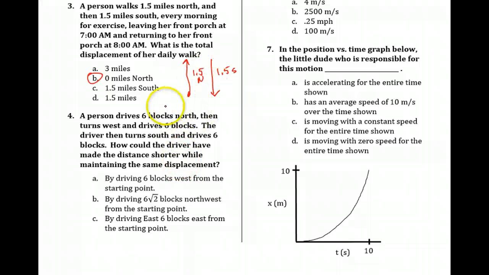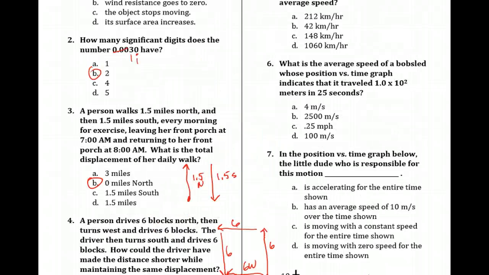A person drives 6 blocks north. Then the driver turns west and drives 6 blocks. Then turns south and drives 6 blocks. How could the driver have made the distance shorter while maintaining the same displacement? If you add these up, your displacement here is 6 west. So this is our answer: driving 6 blocks west from the original starting point.